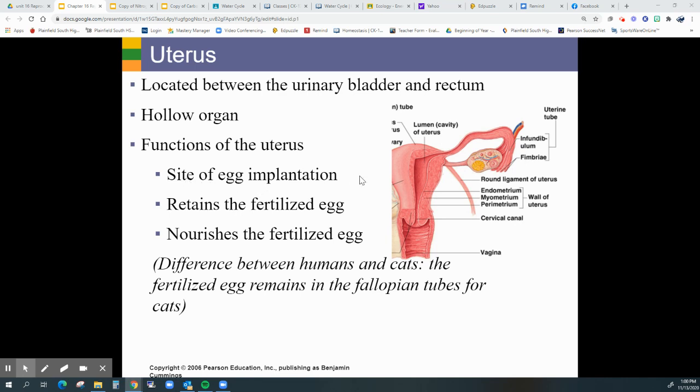So it's the site of implantation, not fertilization, remember, right? So it's just where the egg is going to be received and implant into the side of the uterus. It retains that fertilized egg, so it helps nourish it and allow it to grow. You're going to see here on the next slide, there's a little bit of a difference between humans and cats. So the fertilized eggs in humans make their way to the uterus. In cats, they actually stay within the fallopian tube itself.